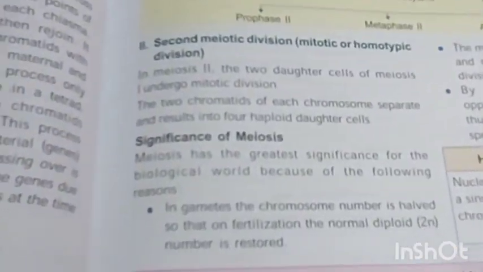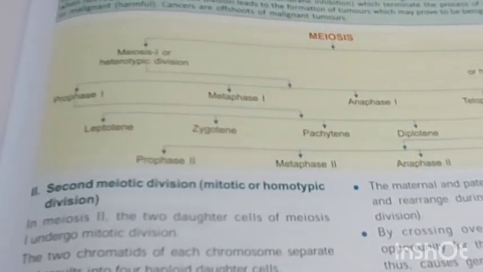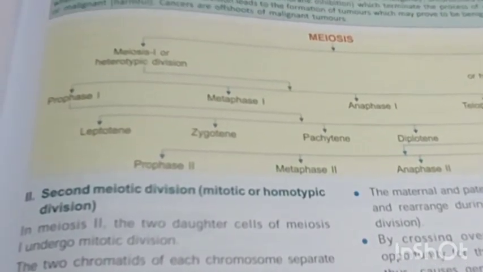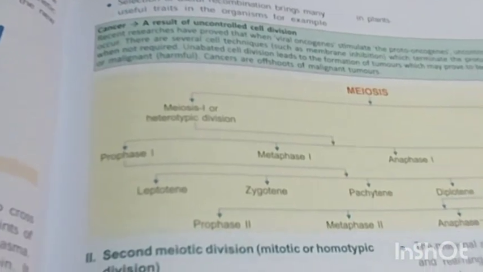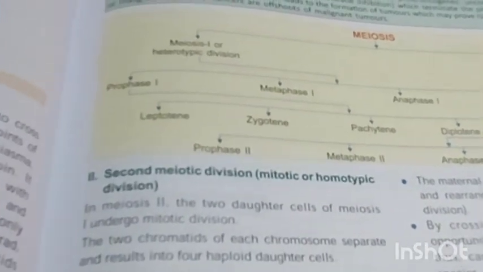Now I will quickly move to meiosis. This is a chart that shows the phases of meiosis. Meiosis occurs only in the reproductive cell. In plants, it occurs in the anthers and ovary and helps in the formation of pollen grains and ovules respectively. From anthers, by meiosis, we get the pollen grains, and from the ovary we get the ovules.